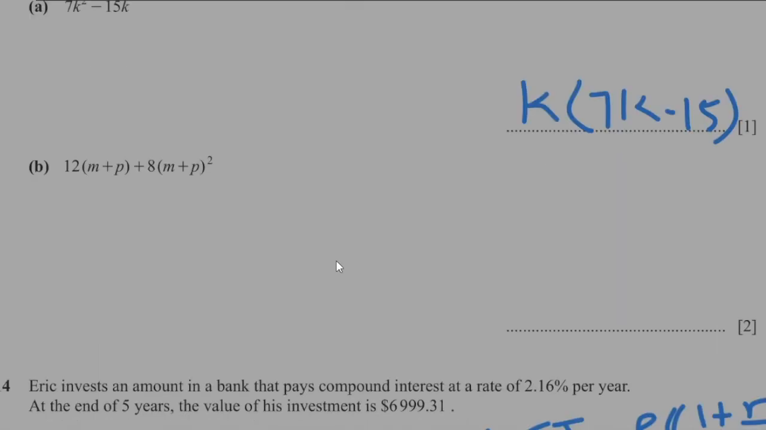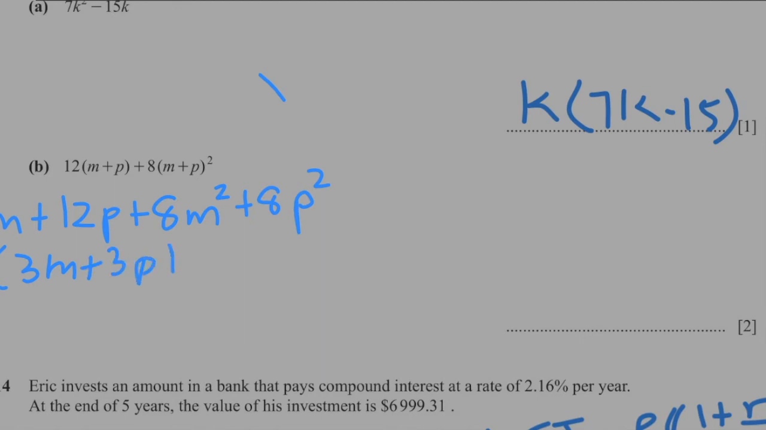B. 12 into m plus p plus 8 into m plus p square. Alright, so here I'll be opening up the brackets, which is 12m plus 12p, multiplying them, plus 8m square plus 8p square. Now over here, the only value which all of them have in common is 4. So I'll take 4 out of the bracket and factorize them. So that is equal to 4 times 3m plus 3p plus 2m square plus 2p square.